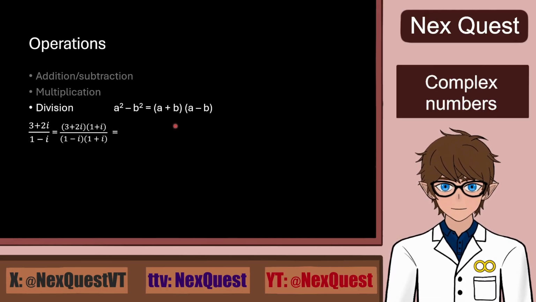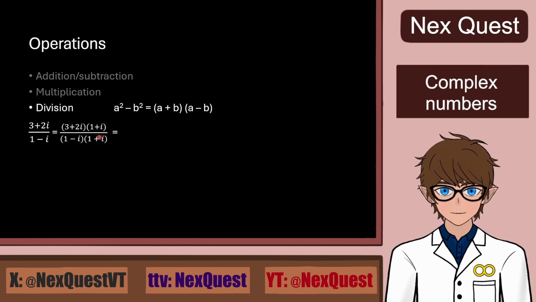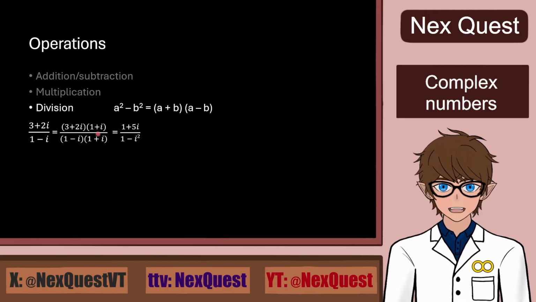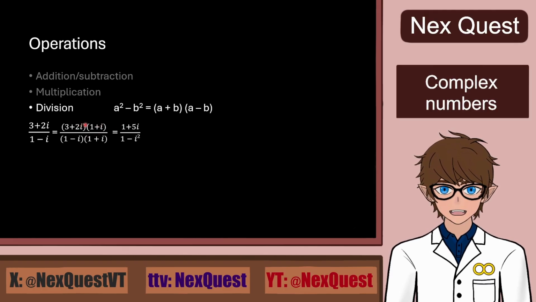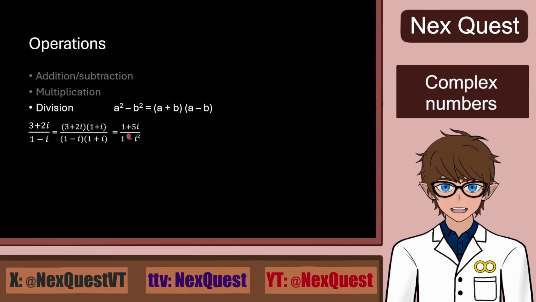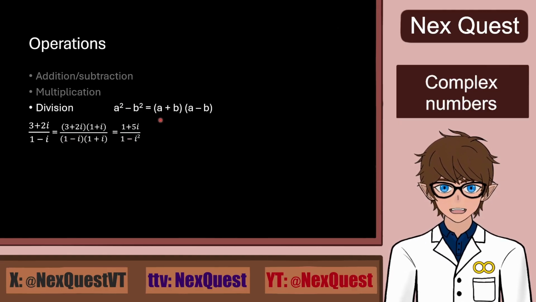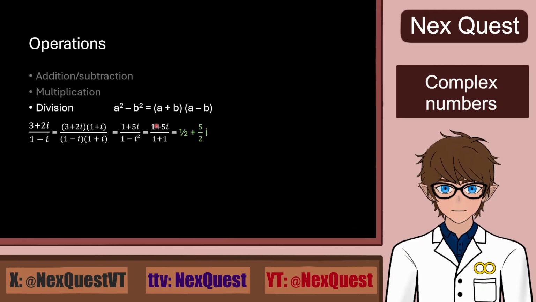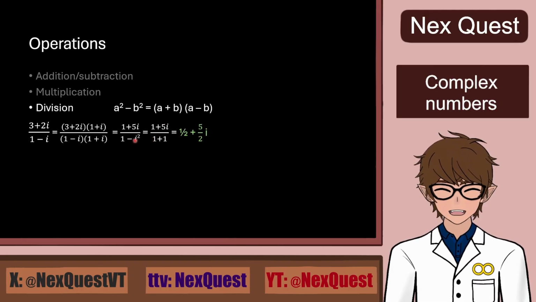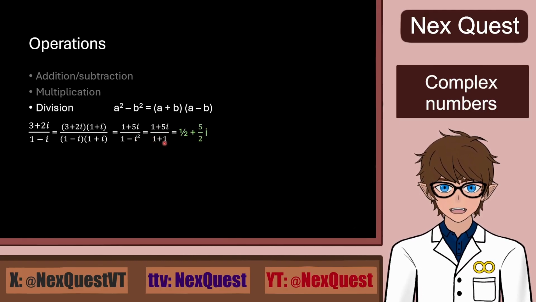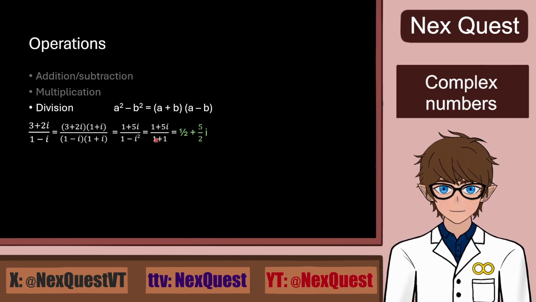So let's apply this rule here and multiply with 1 plus i on both sides. So on top we get 3 plus 3i plus 2i plus 2i squared, which when simplified gives us 1 plus 5i. And this is on top. As for the bottom, we get 1 minus i squared, so by this formula. Now we can simplify the bottom. Minus i squared changes into minus 1, which is a plus 1, leaving us with 1 plus 1.